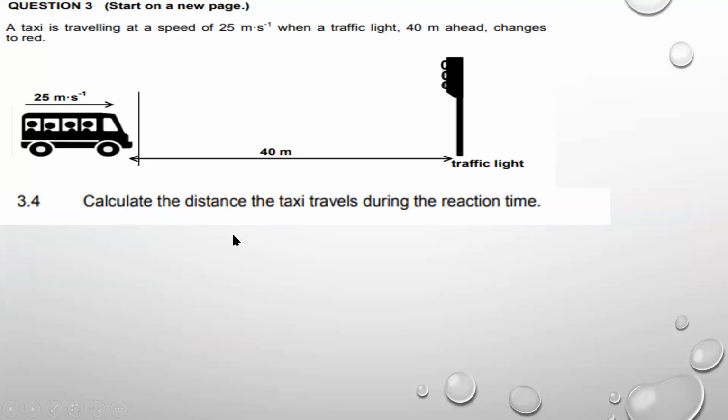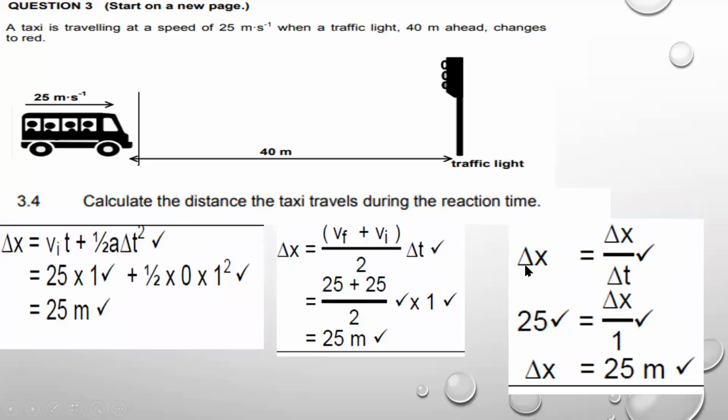Calculate the distance the taxi travels during reaction time. We have different options here. Let's see all options and explain. Acceleration is 0. Because of that, you can use this formula directly: Vi times delta t is enough. Or another option, people, without acceleration: V initial plus V final. V initial and V final are the same because it is going with constant velocity, constant speed of 25.